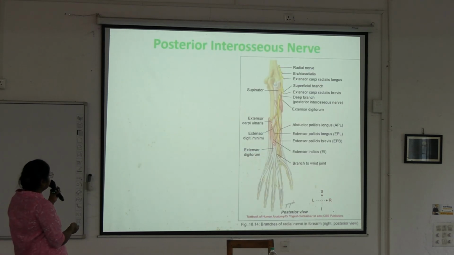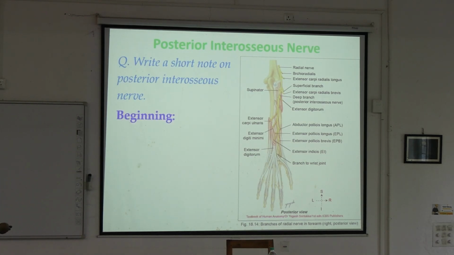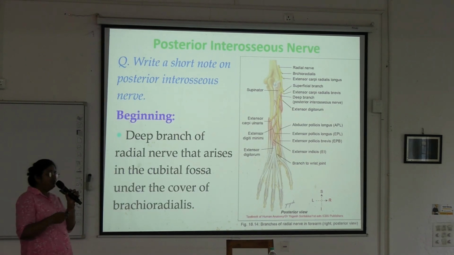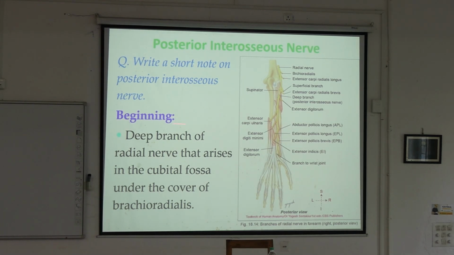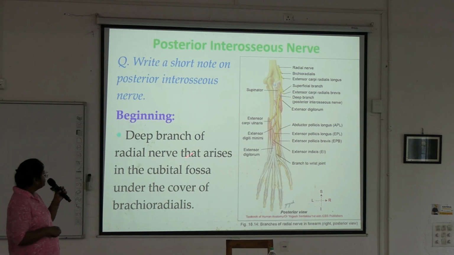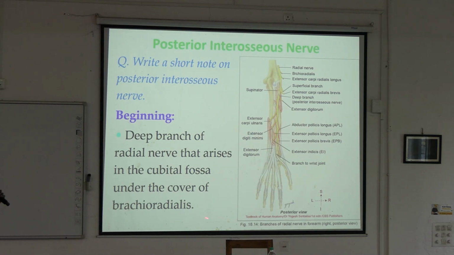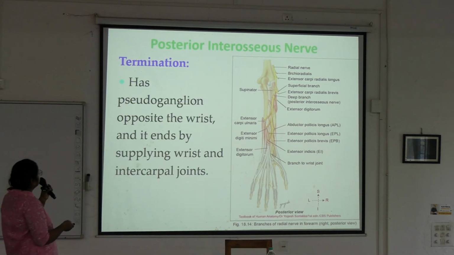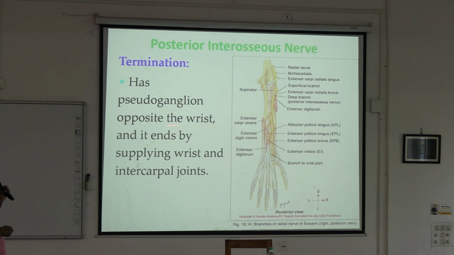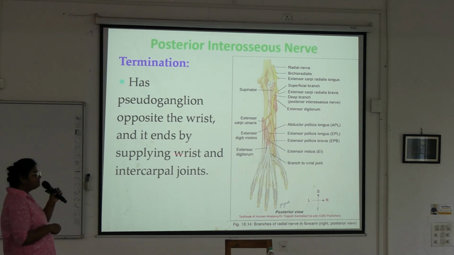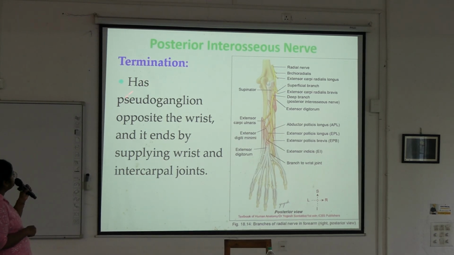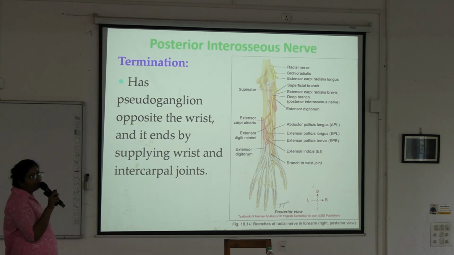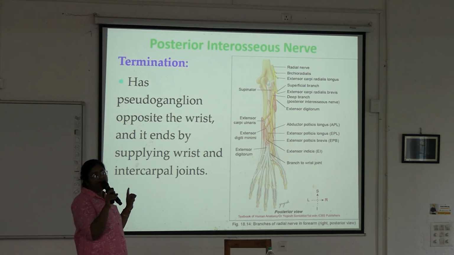Next we are going to the deep branch, that is the posterior interosseous nerve. This can come as a short note. So how does it begin? It is the deep branch of the radial nerve, and it arises in the cubital fossa under the cover of the brachioradialis muscle. It has a pseudoganglion opposite to the wrist, and it ends by supplying the wrist and the intercarpal joints. So this nerve has a pseudoganglion. Another pseudoganglion we have is in one of the branches of the axillary nerve.